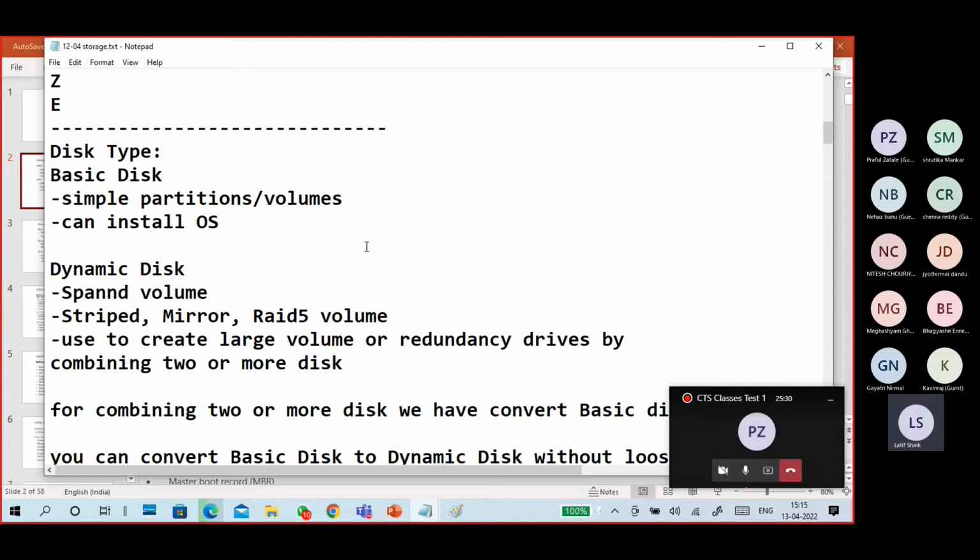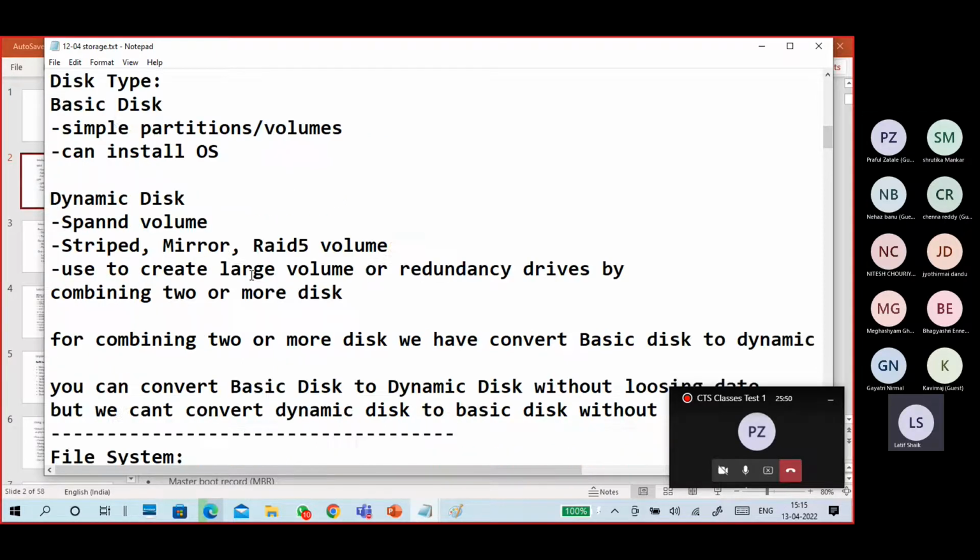Okay, next, disk types. When you insert a disk, it can be a basic disk or a dynamic disk. Generally, all hard disks are basic disks only. A basic disk is only for creating simple partitions and for installing the operating system. To combine two or more disks, we need a dynamic disk.